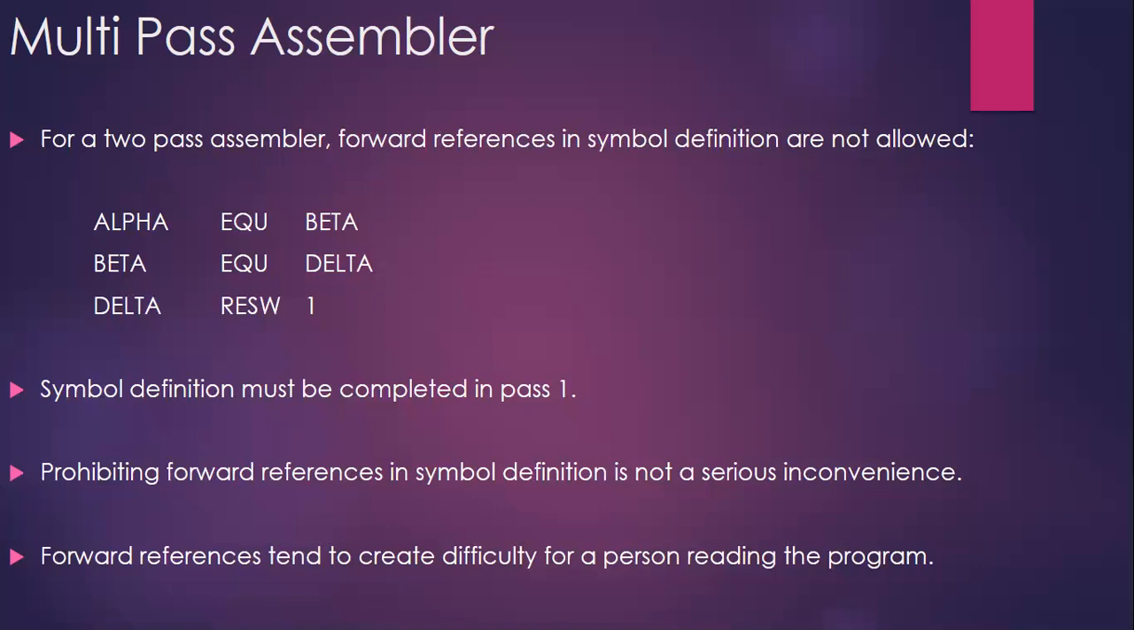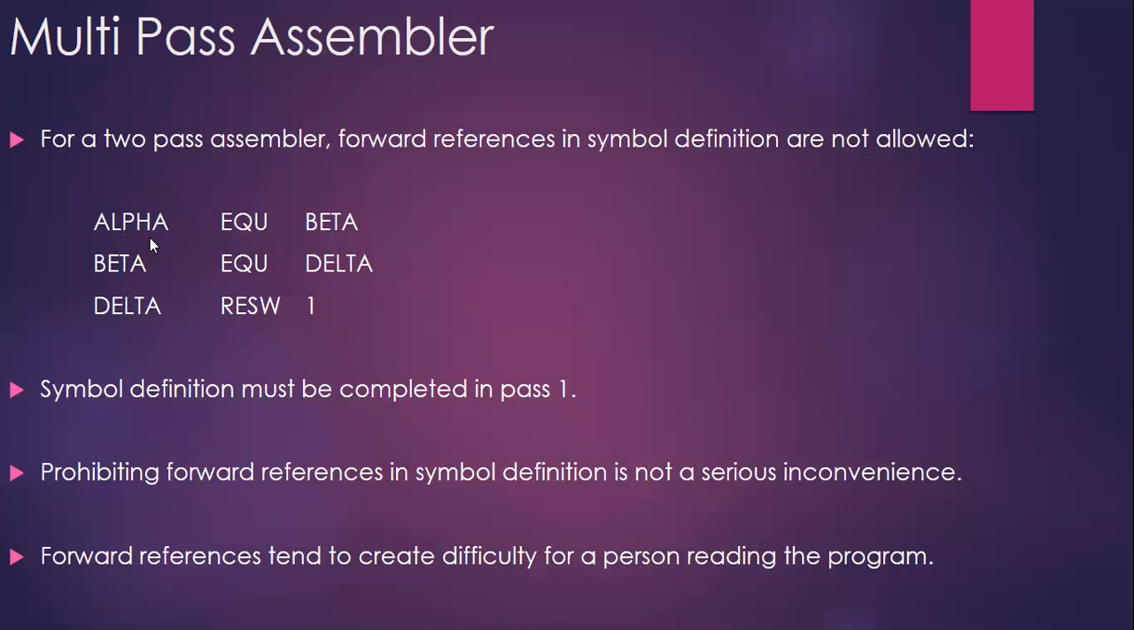But if the forward reference is a sequence, see this example. Here we have three operands: alpha, beta, and delta. Alpha is equal to what? Beta. Beta is equal to what? Delta. Delta is equal to what? Reserve word 1. So beta is equal to delta, alpha is equal to beta.